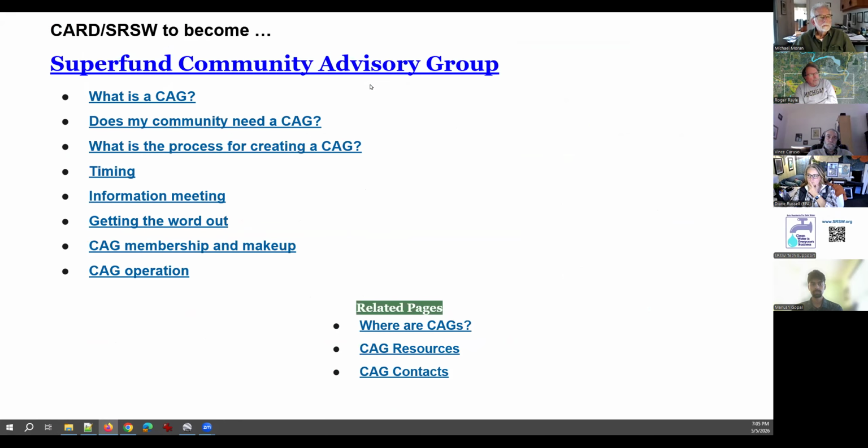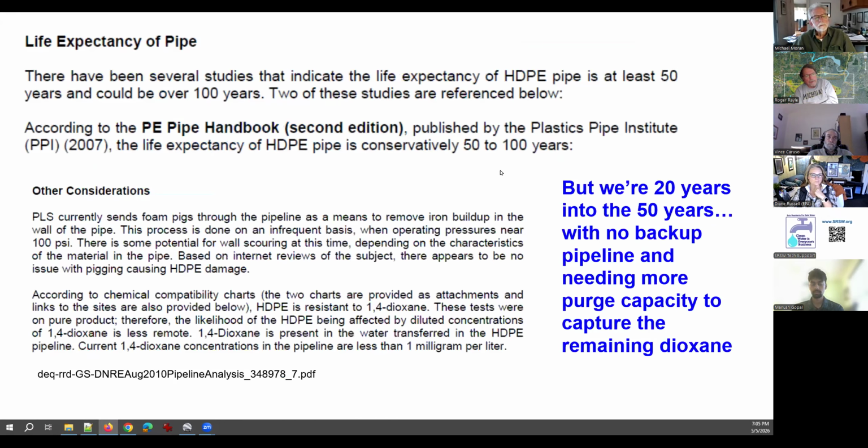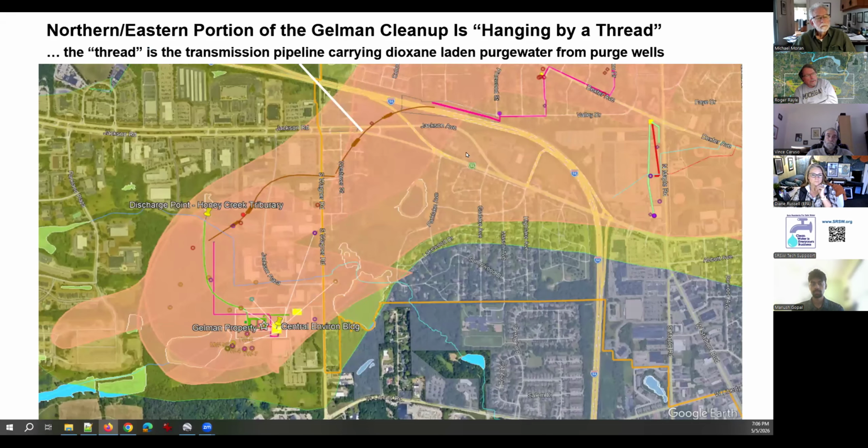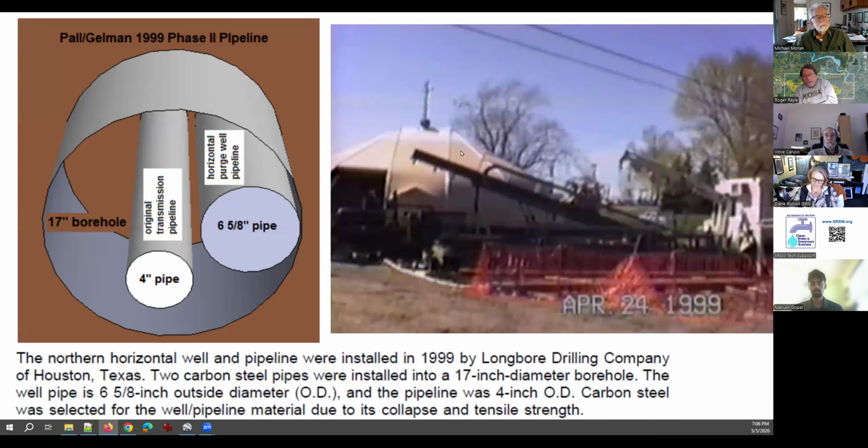This is kind of what we've been talking about today, the sort of getting the community involvement, and then eventually there's going to be a Superfund community advisory group, and I'm thinking CARD and SRSW will morph into that. And that's basically what I had to say. So I'm going to turn it over and ask first of all, any questions? Anybody have any comments about my part of the presentation here?